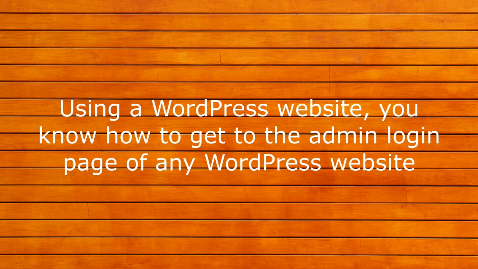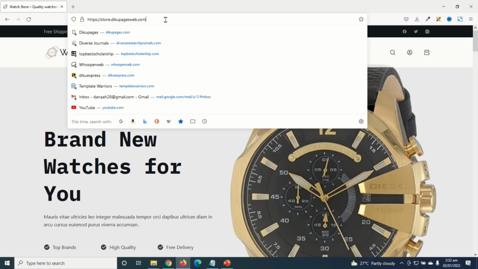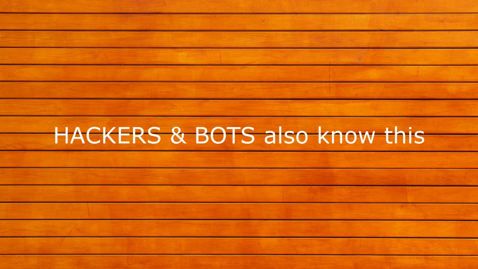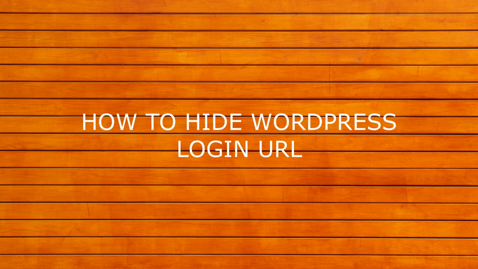If you are using a WordPress website, you know exactly how to access the admin login page of any WordPress website. All you need to do is add wp-admin at the end of your URL. Take note, you are not the only person who knows this. Hackers and bots know this as well. So in this video, I'm going to show you how to hide WordPress login URL from hackers and bots.